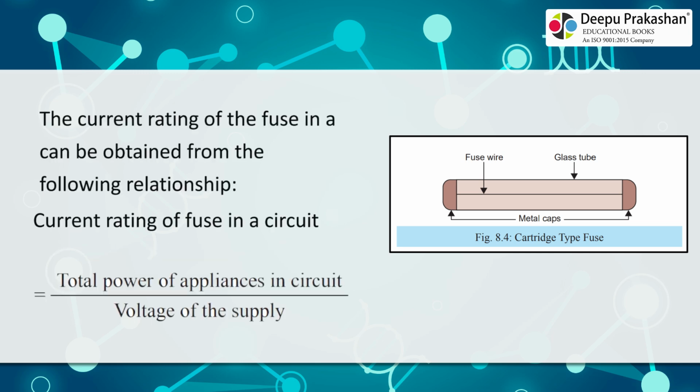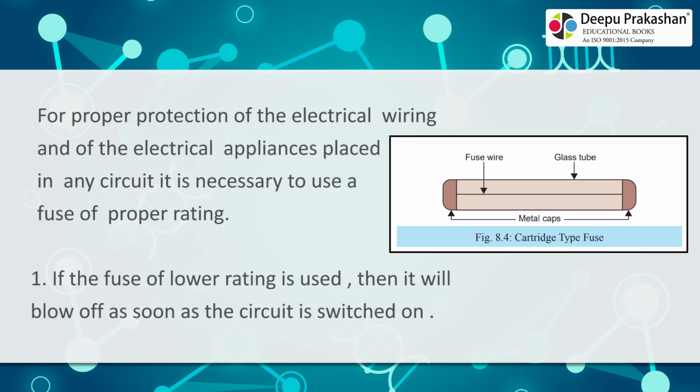The current rating of the fuse in a circuit can be obtained from the following relationship. Current rating of fuse in a circuit equals total power of appliances in circuit upon voltage of the supply. For proper protection of the electrical wiring and of the electrical appliances placed in any circuit, it is necessary to use a fuse of proper rating.